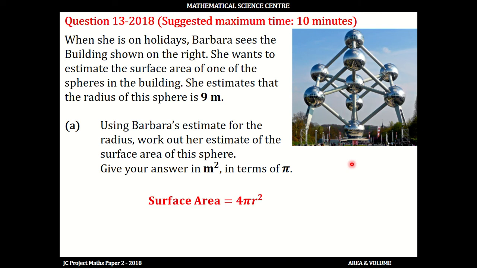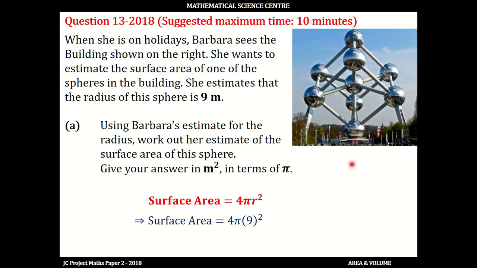What number are we putting in for r? 9. Is that okay? So do be careful. Sometimes it gives diameter, sometimes it gives radius. Here it's given the radius, so we just put in the number 9. So it's going to be 4 pi by 9 squared, and we are going to leave the answer in terms of pi.